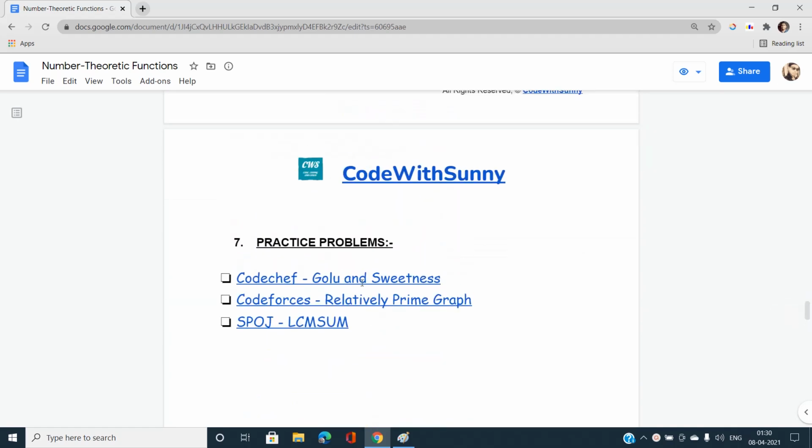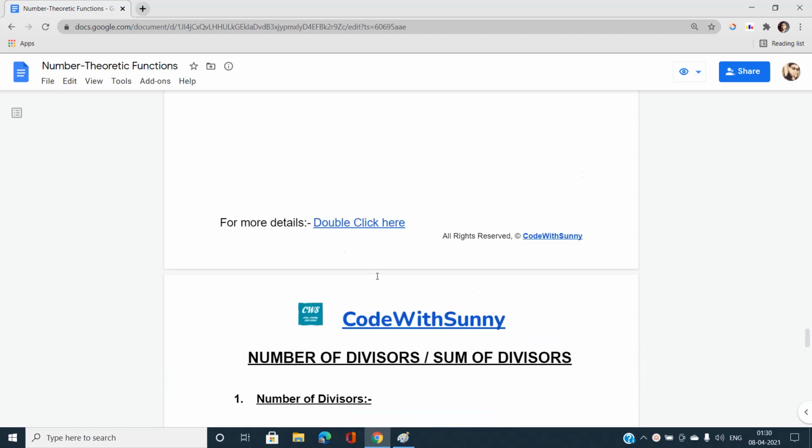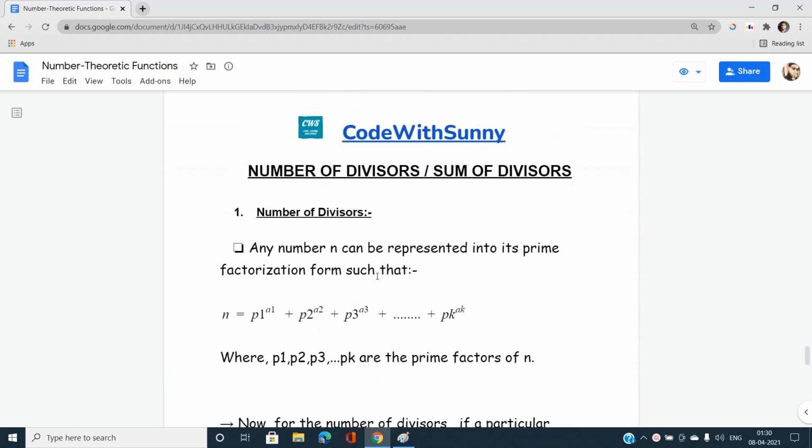One of my favorite practice problems regarding Euler's Totient function is SPOJ LCM Sum. The link will be clickable, so you can fetch these questions and practice them. I have mentioned three problems. Now let's move on to some more number theoretic functions, like calculating the number of divisors and the sum of divisors.